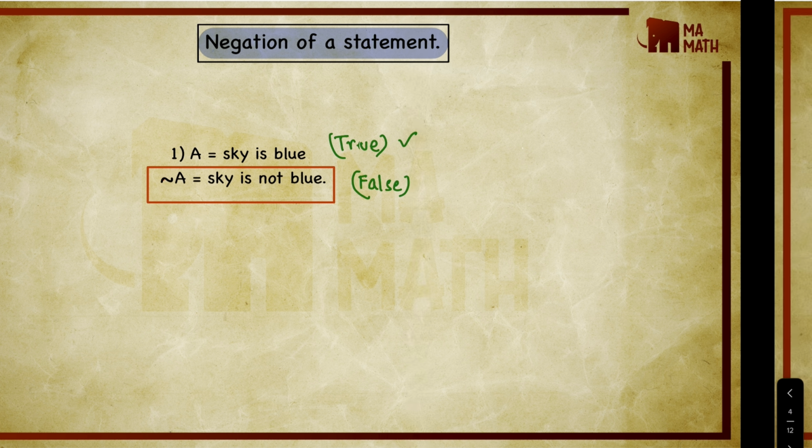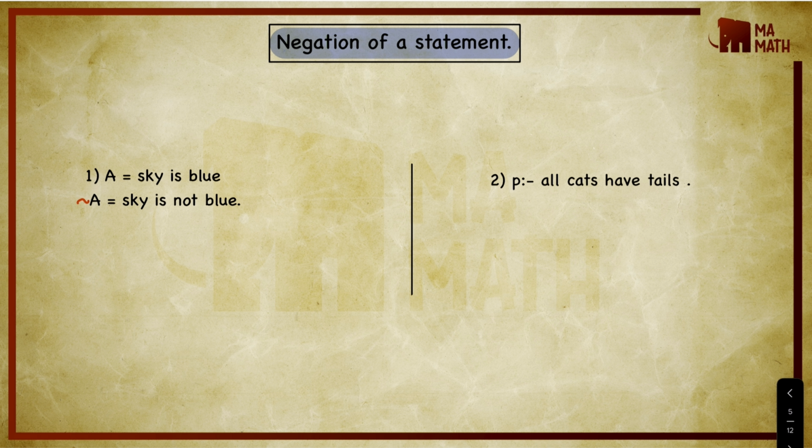Let's see one more example. Now we have a statement like P, which is: all cats have tails. The negation of P will be: not all cats have tails. Now if this statement is true, the negation will be false.